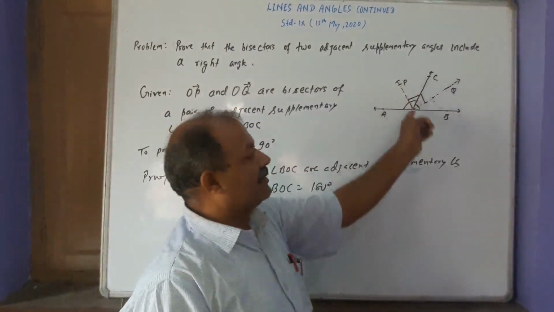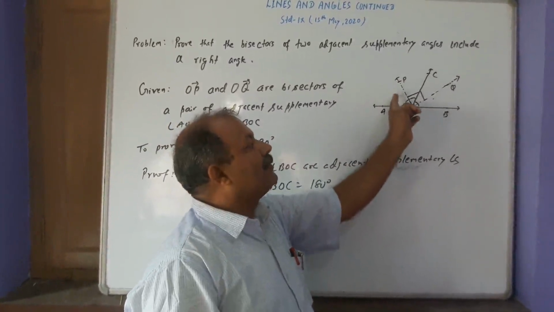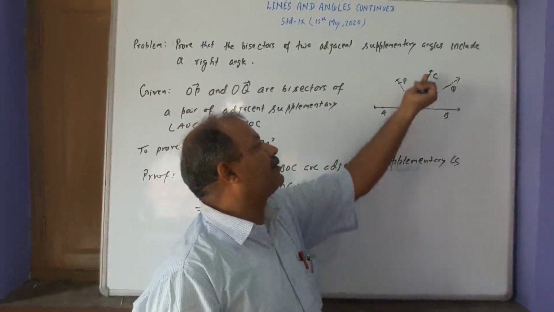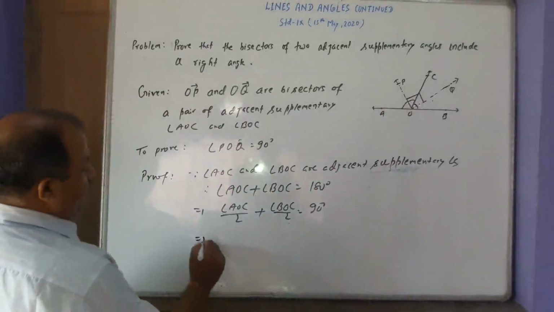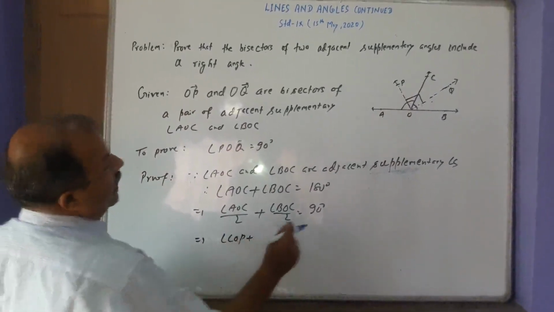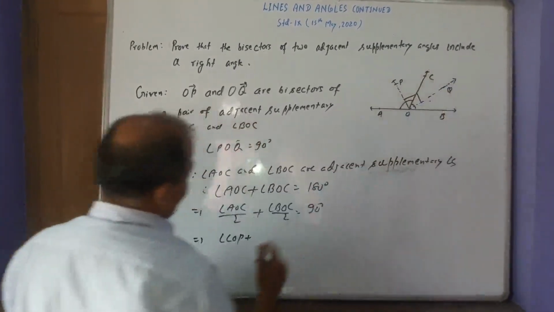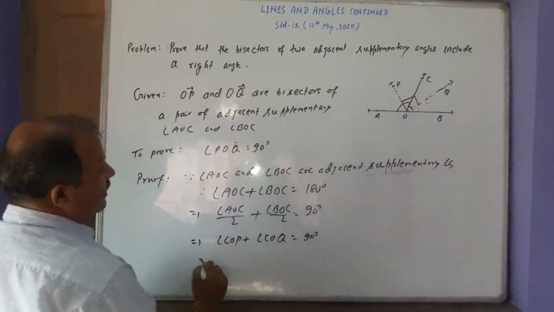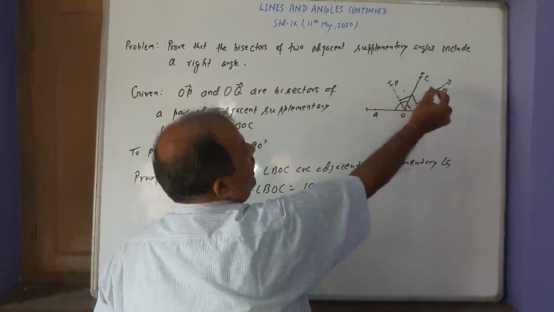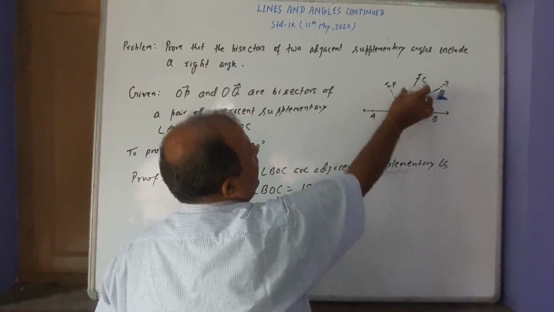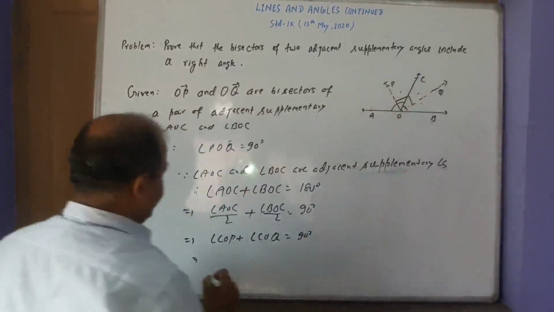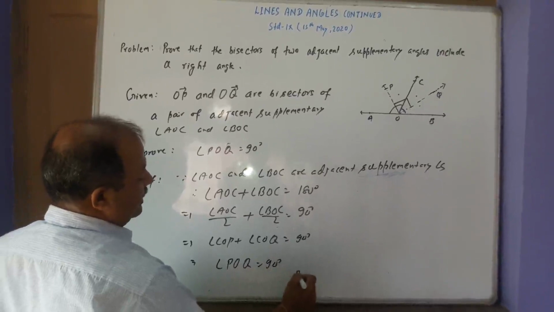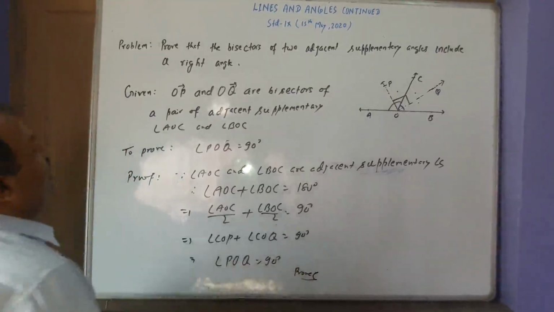Here OP is the bisector of angle AOC. Therefore, half of AOC will be angle COP, and half of BOC is equal to angle COQ. Angle COP plus angle COQ is equal to 90 degrees. See here, COP and COQ. When these two are added, we will get angle POQ. That is angle POQ is equal to 90 degrees. This is the proof of this statement.